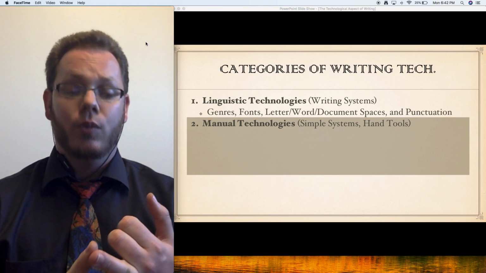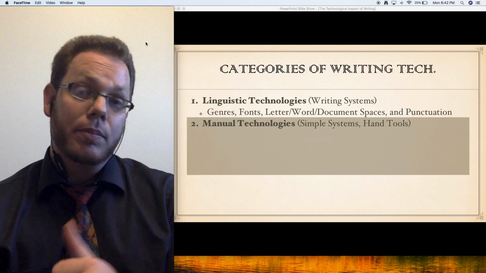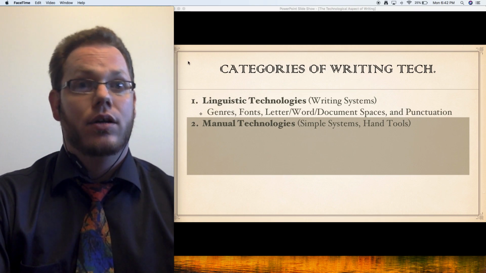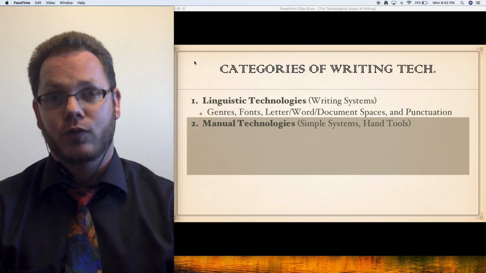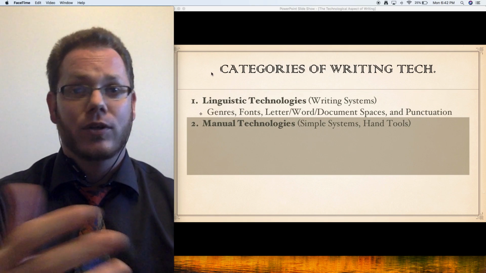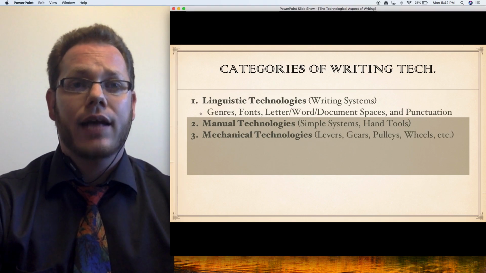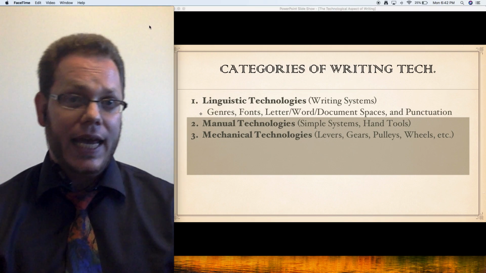Now, some people will deal with electronic styluses. Some people will talk about keyboards, and technically that's using your hands, but we'll get into a category and explain why there are better, more accurate technology labels for that. Still, I would say you could make a case. But let's get there. So once we get past simple systems, we shift into mechanical technology.